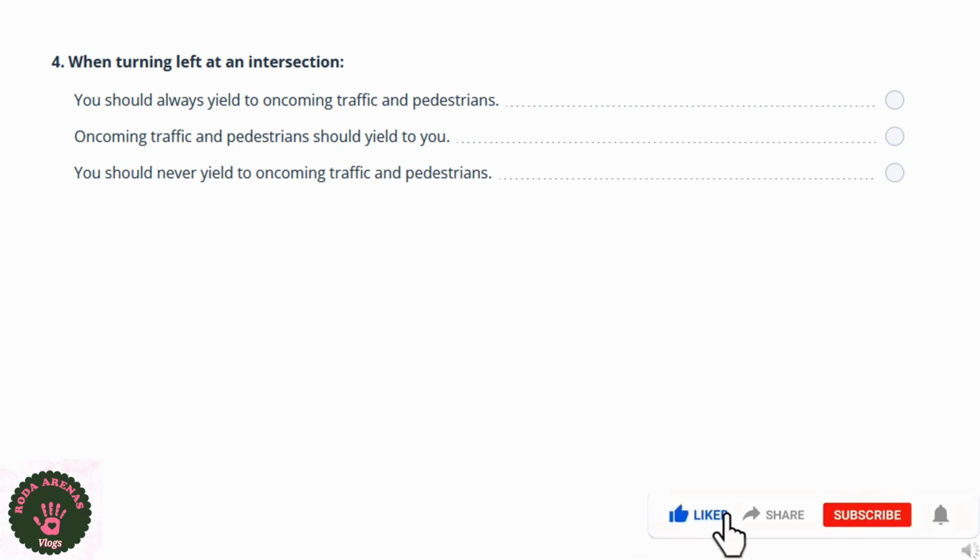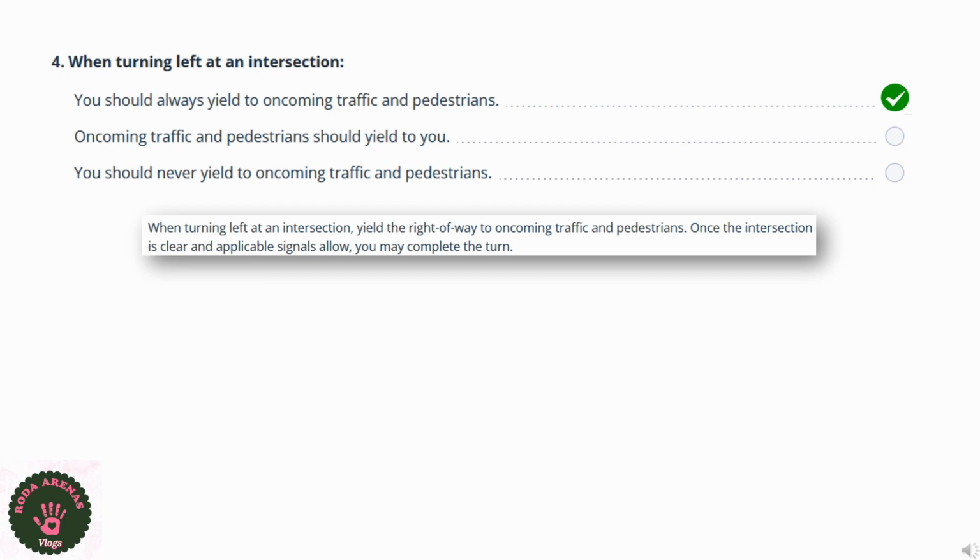When turning left at an intersection, you should always yield to oncoming traffic and pedestrian. Oncoming traffic and pedestrian should yield to you. You should never yield to oncoming traffic and pedestrians. The correct answer is you should always yield to oncoming traffic and pedestrians.